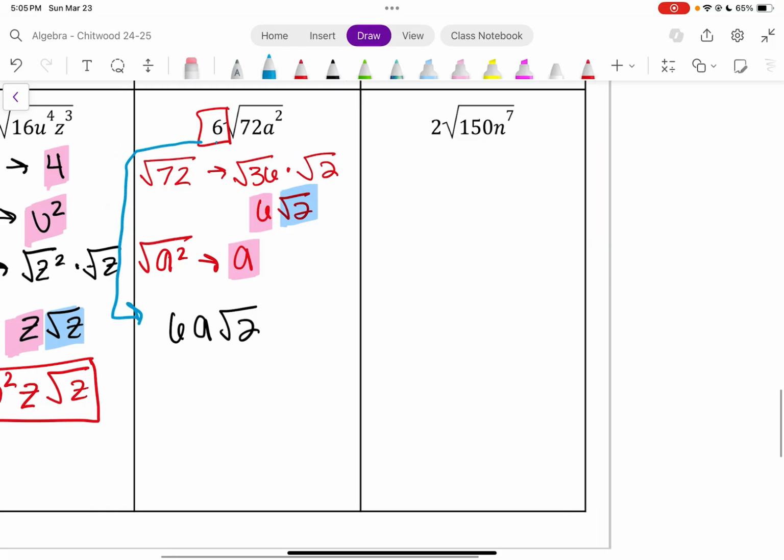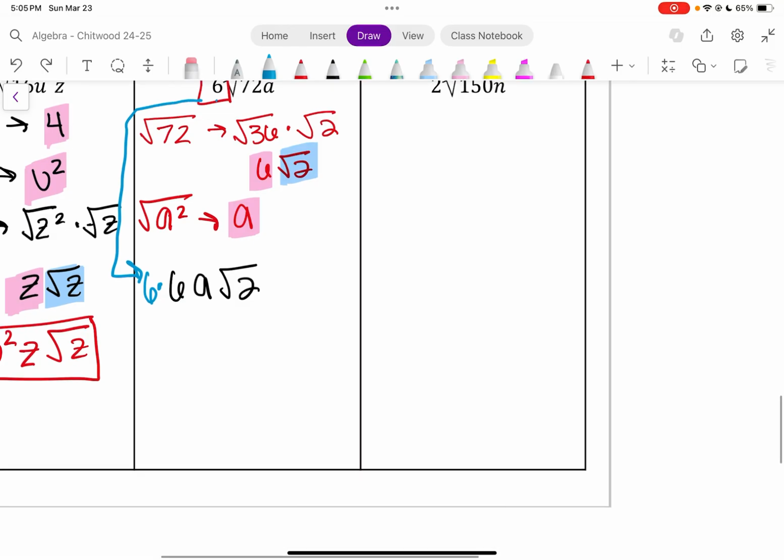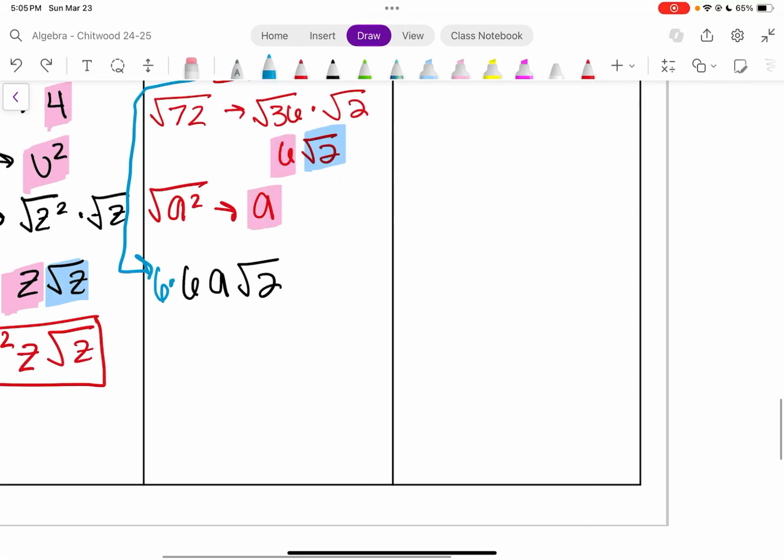Now normally we would be done, but we do have that 6 that's directly in front. So really all you have to do is just do 6 times everything. This 6 is times this. It cannot change this at all. Think of it as they're not same terms. So 6 times 6 is 36. Then my final answer is 36a square root of 2.